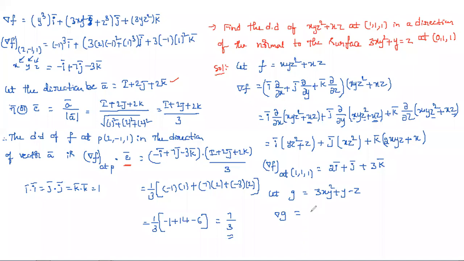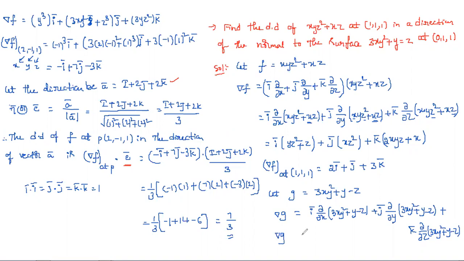And as usual, del G you can calculate. So del G is nothing but i into dou by dou x of the total expression 3xy square plus y minus z, plus j into dou by dou y of 3xy square plus y minus z, plus k into dou by dou z of 3xy square plus y minus z.